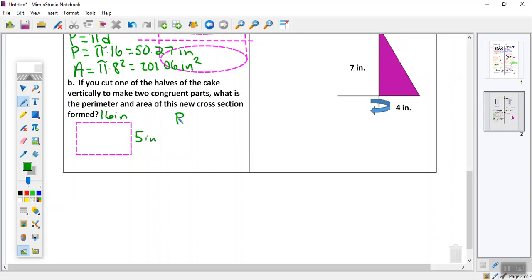Okay, so we need a perimeter and we need an area here, kiddos. Perimeter. And your area. 80. Okay. Got about 6 minutes left here. Get this last one done.